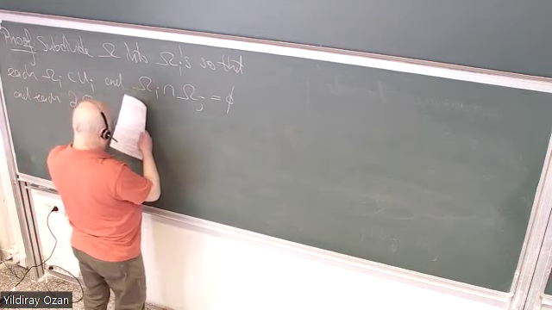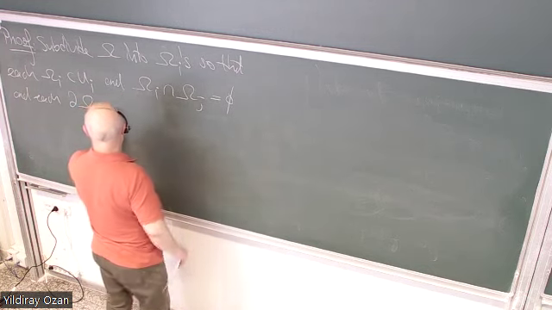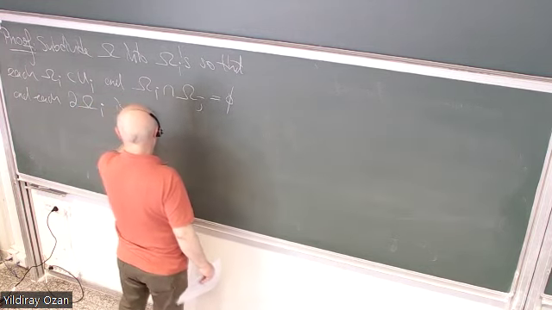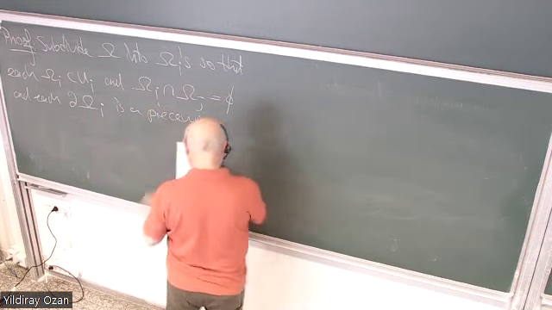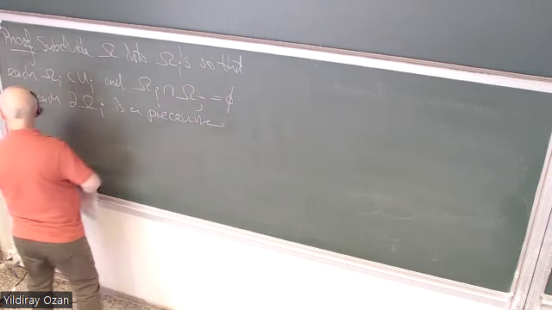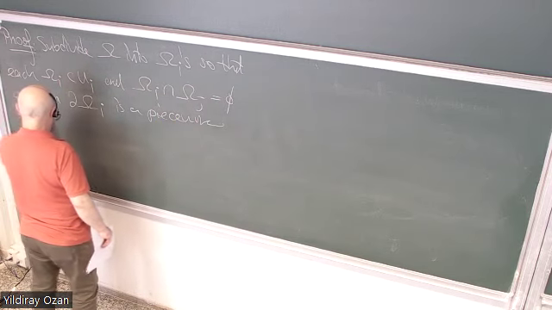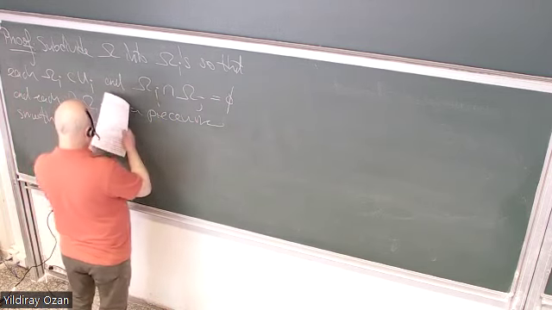and each boundary of omega i is a piecewise smooth curve.